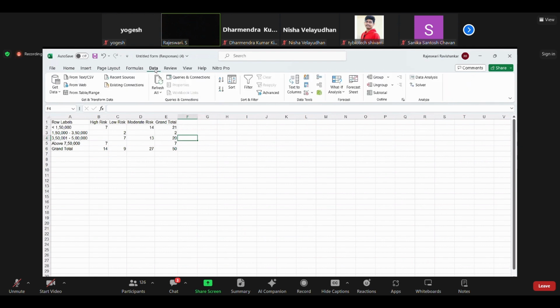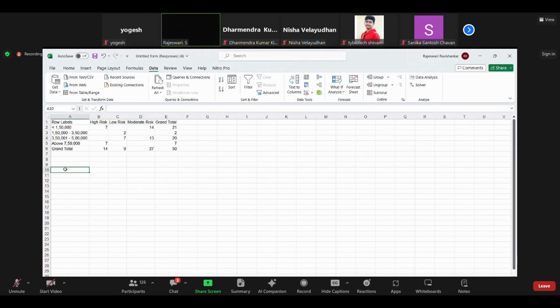So for analysis, if I'm going to test chi-square, I have to set some hypothesis. My null hypothesis: there is no significant difference between my income versus my level of risk taking. My alternative hypothesis says that there is a significant difference between my income and my level of risk taking. Okay. So first I'll go to data analysis. Now I'm going to do chi-square.